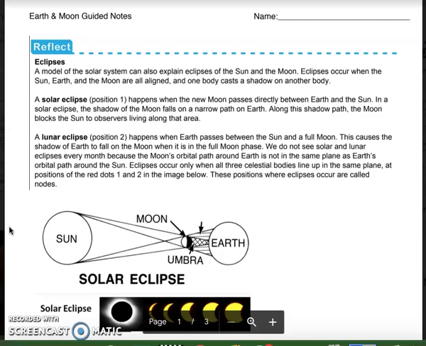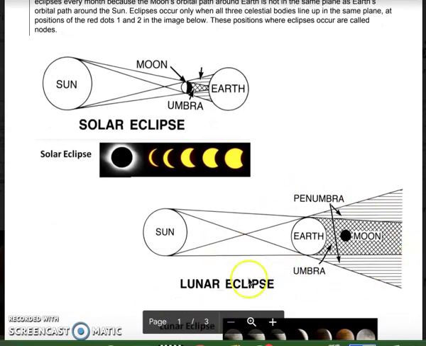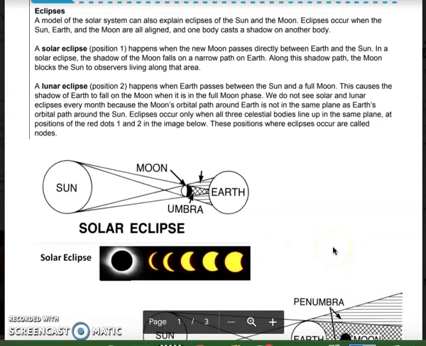All right. Lunar eclipse. This is position 2. So this is a lunar eclipse. A lunar eclipse happens when the Earth passes between the sun and a full moon. This causes the shadow of Earth to fall on the moon when it is in the full moon phase.